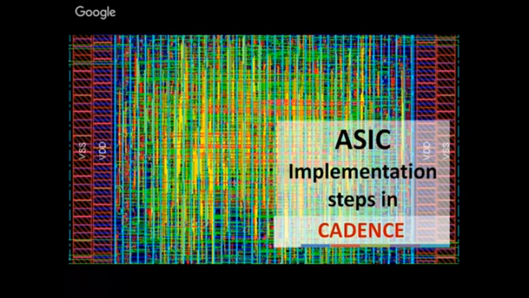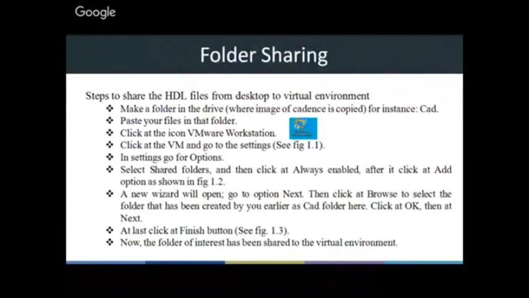So now I am discussing the ASIC implementation steps in Cadence. As we have done our implementation using an HDL file, that is a Verilog file, the first step is how we share our file from the real environment to the virtual environment. There are some steps that you have to follow for sharing these files to your Cadence environment. First, make a folder in the drive where the CAD image is copied. You have generated a folder of your name, then paste your file in that folder. Now click on the VMware Workstation icon on your desktop. After that, click on the VM. I will show you.